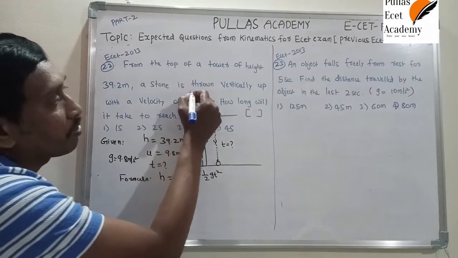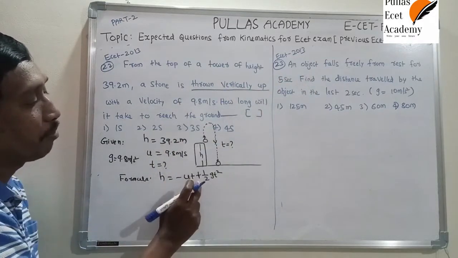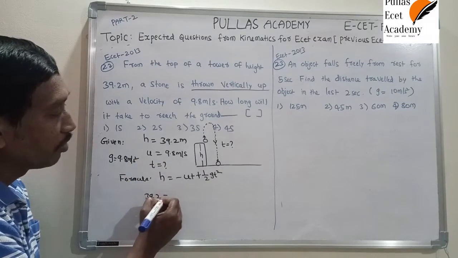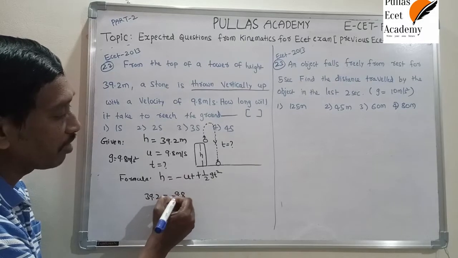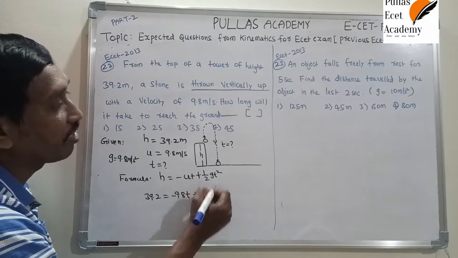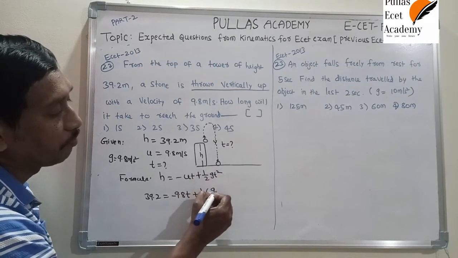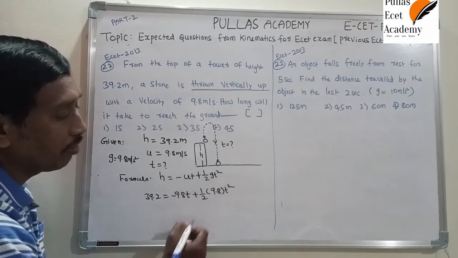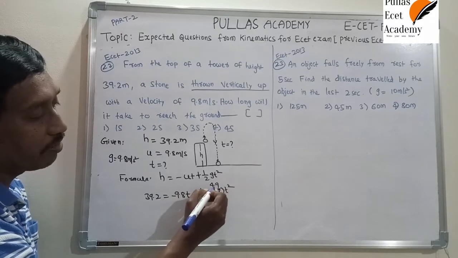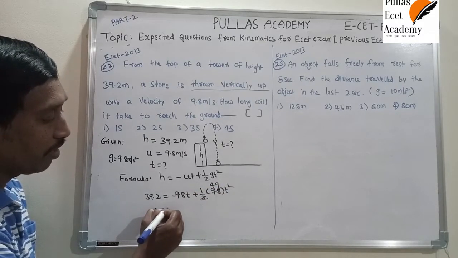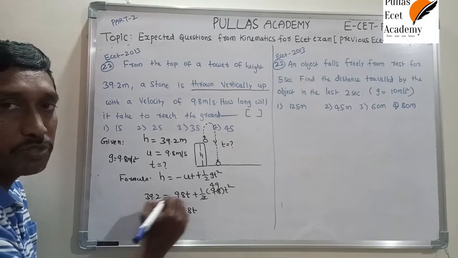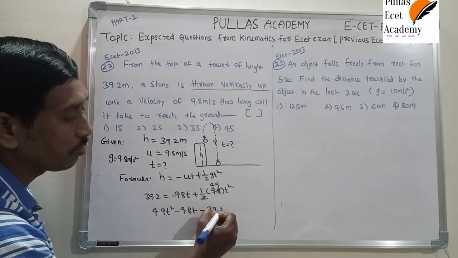But here it is thrown vertically upwards. That's the important point. From that point, write this formula. So here h is given, that is 39.2. u is given, 9.8, with a minus sign: minus 9.8. We don't know the time t. Half into g, which is given here as 9.8, into t square. Now 2 is cancelled, so you get 4.9 t² minus 9.8 t. Shifting this 39.2 to the right side, minus 39.2 is equal to 0.